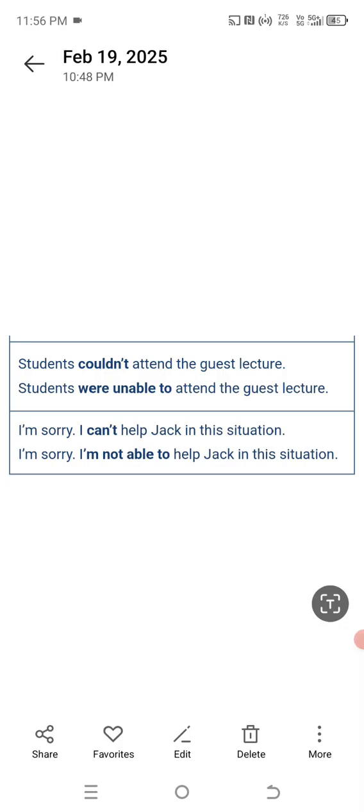I'm sorry, I can't help Jack in this situation. We are going to use able to in this sentence: I am sorry, I'm not able to help Jack in this situation. In this way, students, today we have seen able to, unable to, can, could, and how to use able to and unable to in the sentence. Thank you.